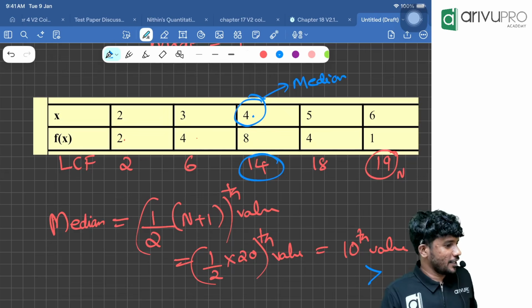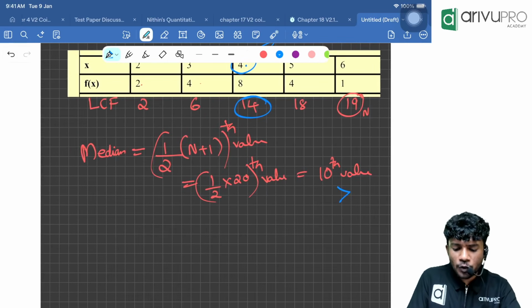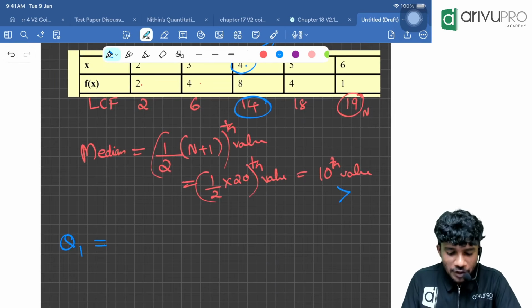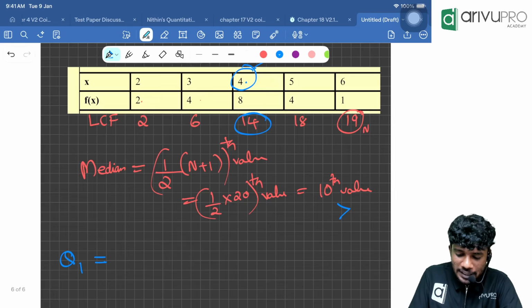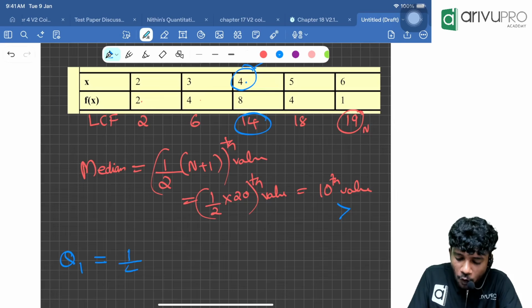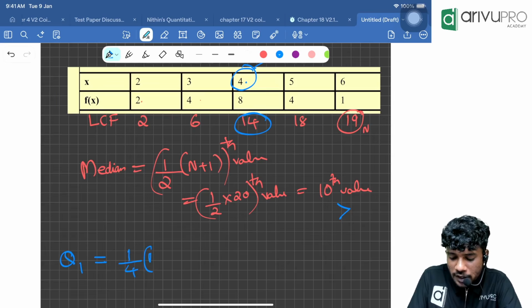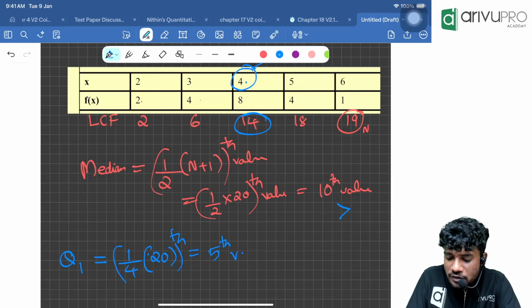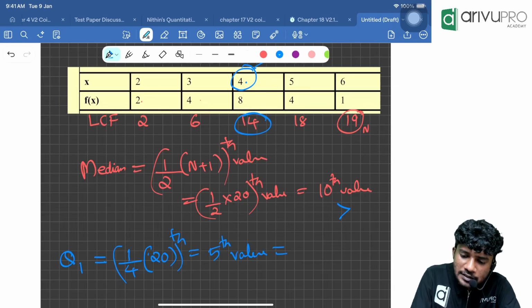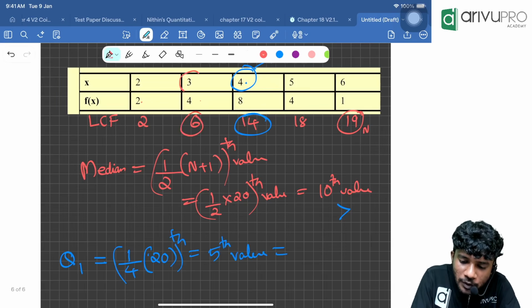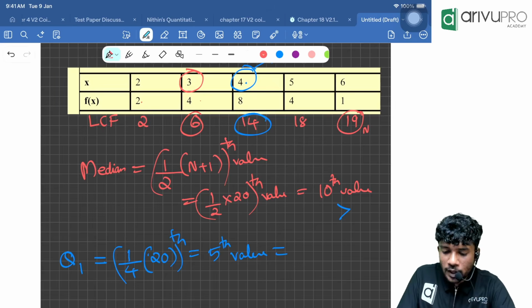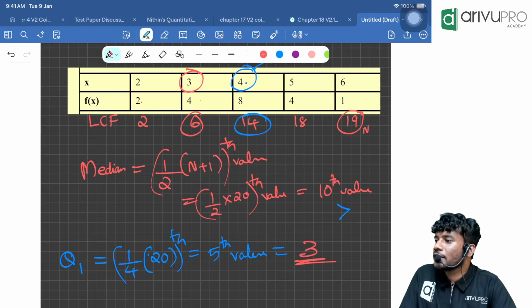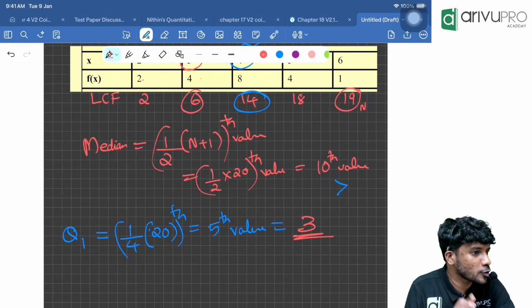4 is our median. Then in order to find Q1, people, what is the formula for finding Q1? Q1 is also very easy to find. How to get it? 1 by 4 into n plus 1 th value. That is 1 by 4 into 20th value, that is the 5th value. Now tell me which is greater than 5? 6. So the corresponding x value is our Q1. So what is our Q1? 3. Very easy, if you are lucky enough to get a question based on this.